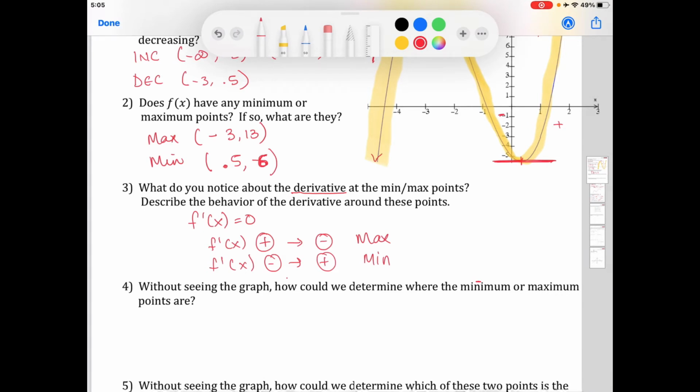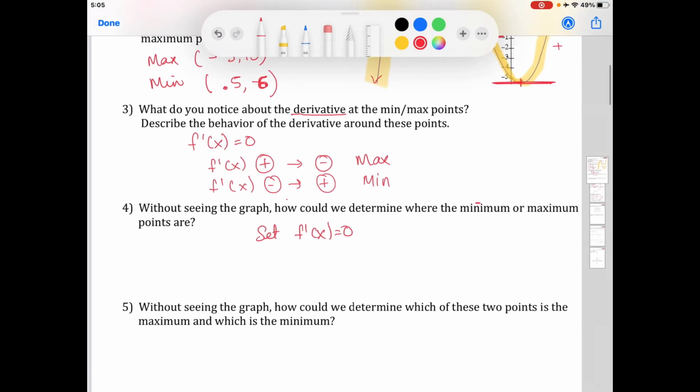Without seeing the graph, how could we determine where the minimum or maximum points are? So here we would have done what? Set my derivative equal to 0, and then we would have found the horizontal tangent lines, and that would help us determine the min or max points.